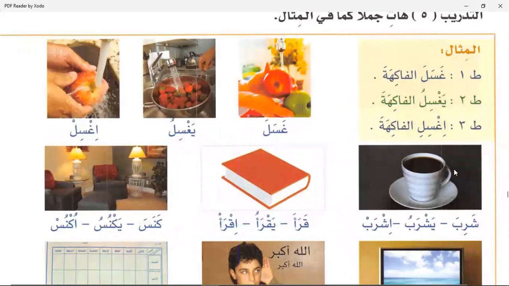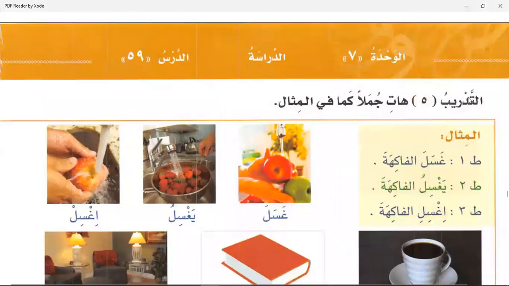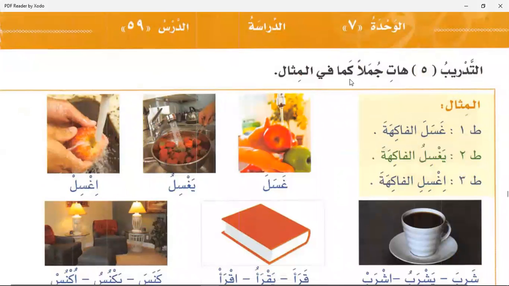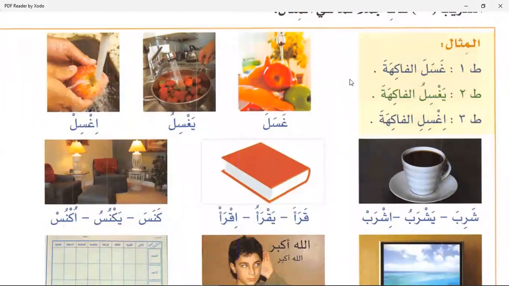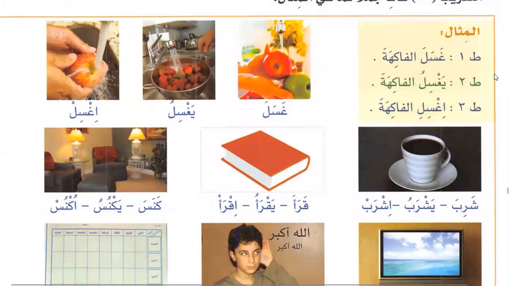So we were here at the fifth exercise. Bring sentences like the one in the example. The example: the first student, غسل الفاكهة, he washed the fruits. This is فعل ماضي, past tense. يغسل الفاكهة, he is washing the fruit. Igsilil fakiyata, wash the fruit.